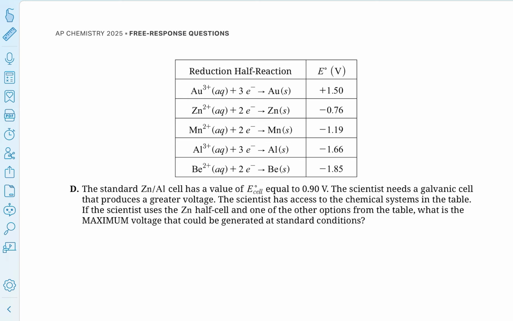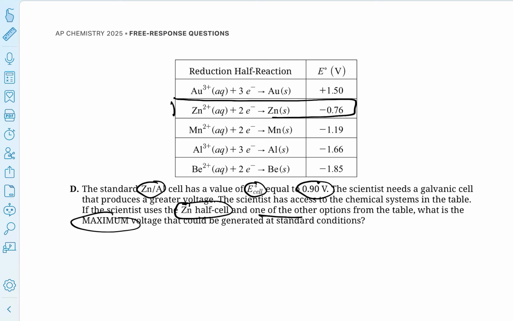Okay, so what I have to do here is calculate E cell, so the standard cell potential. So it's telling me that the zinc aluminum one we looked at before has an E cell of 0.9 volts. So I have to create a different galvanic cell using zinc and one of the other options from the table to make the maximum voltage. So I already know I have to use zinc. Okay, so we have to use this as one of our half reactions.